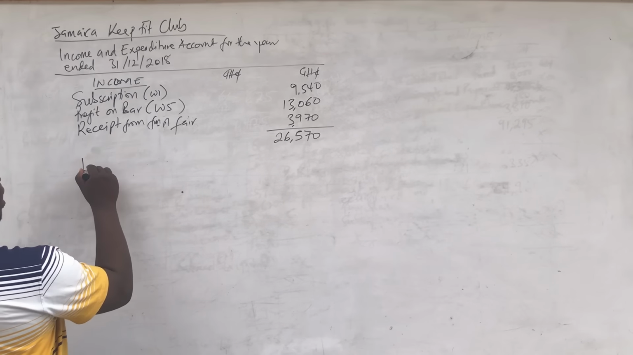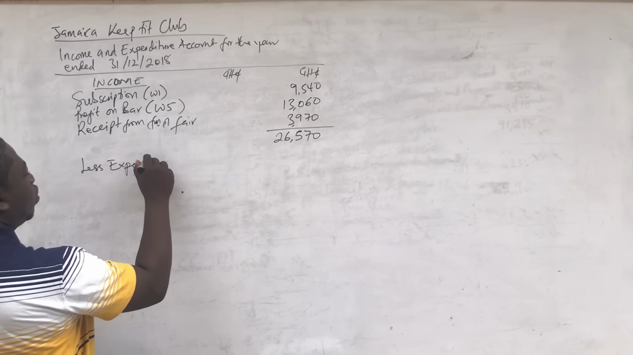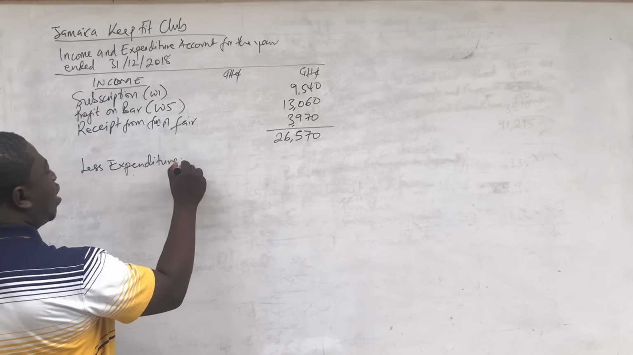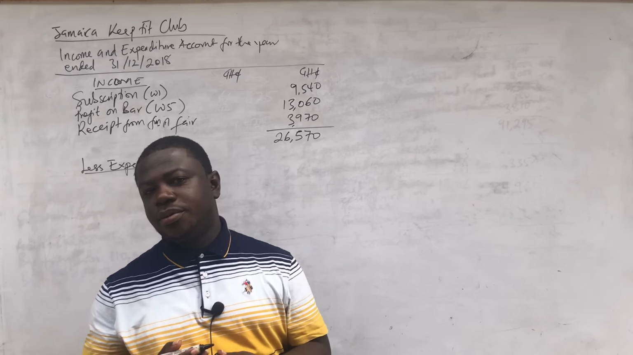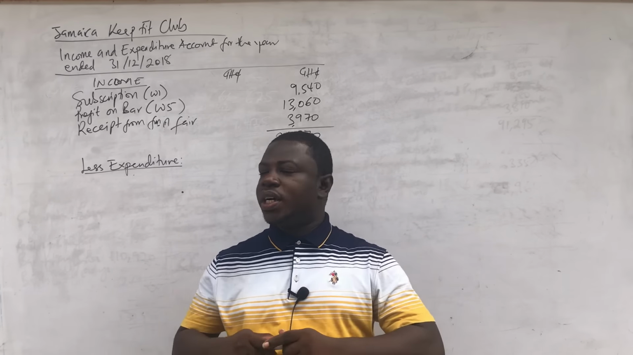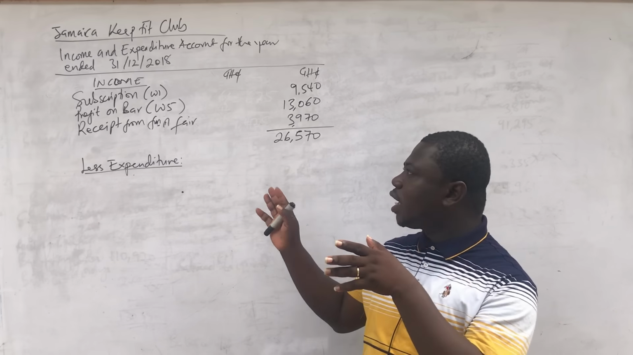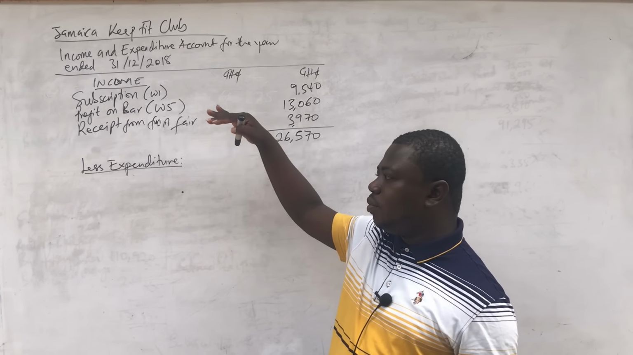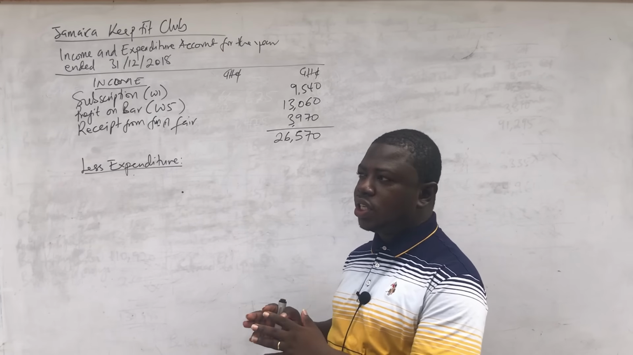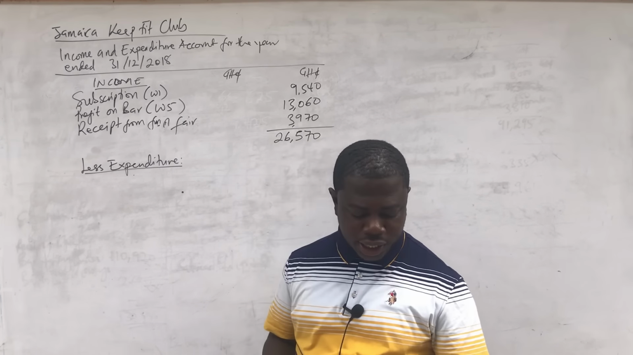And then we can take out the expenditure. So less expenditure. So now what we do is just to list our expenditure and then find the total for the expenditure and subtract from the income in order to ascertain a surplus or a deficit, like I told you. So the income and expenditure account is not anything difficult. It's about listing your income, taking out your expenditure to see if you had a surplus or a deficit for the year. So let us look at the expenditure.